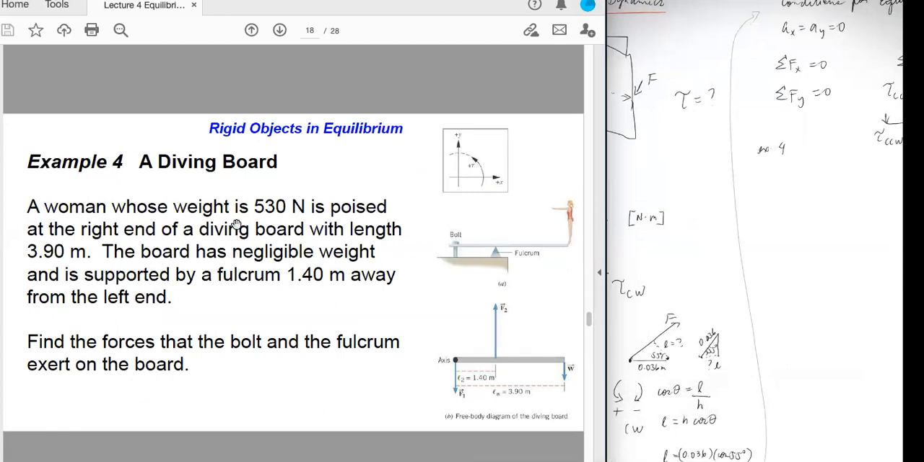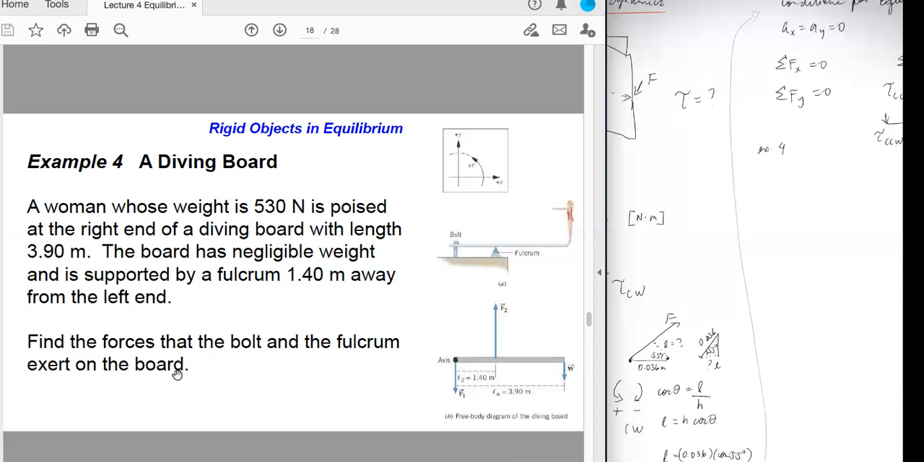So a woman whose weight is 530 Newton is poised at the right end of a diving board. She is at the very end. The length of the diving board is 3.9 meters. The board has negligible weight and is supported by a fulcrum, which is 1.4 meters away from the other end, away from here. So find the forces that the boat and the fulcrum exert on the board.